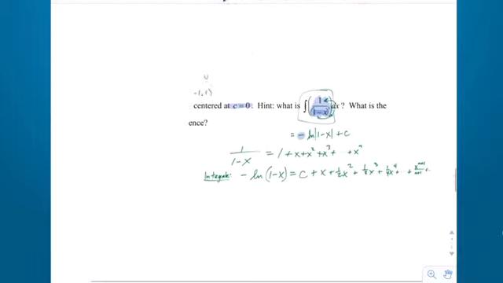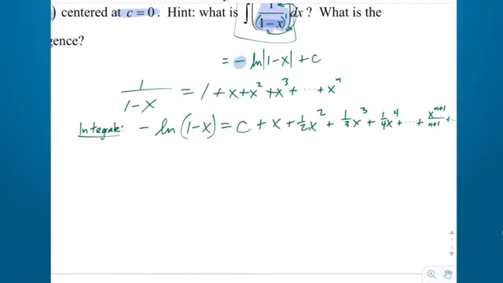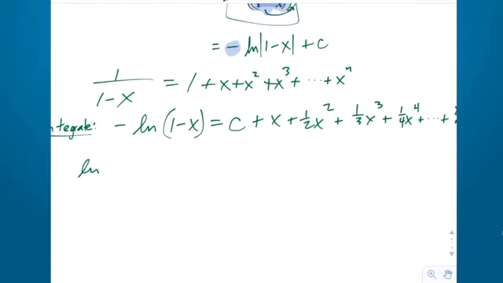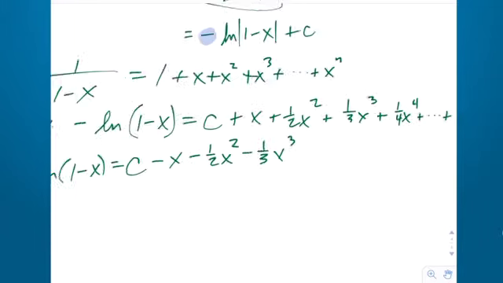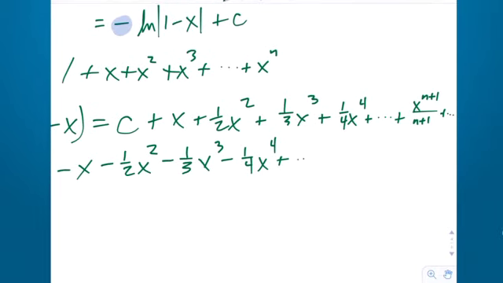Let's get rid of the negative because we're trying to make it look like this, and I have an unwanted negative. So if I multiply both sides by negative 1 now, I get the natural log of 1 minus x equals a new and improved c, minus x minus 1/2 x squared minus 1/3 x cubed and minus 1/4 x to the 4th plus ... plus, I'm just going to put negative x to the n plus 1 over n plus 1.